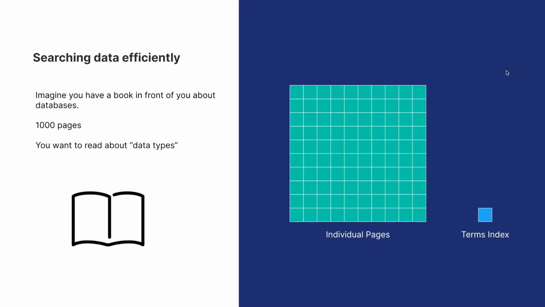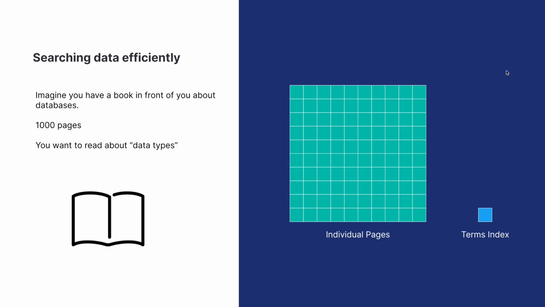And if I now ask you that same question again, tell me something about data types that's written in this book, instead of reading all of those individual pages, everything that's green here in this illustration, you really just want to check the terms index at the back of the book and then read the corresponding page.